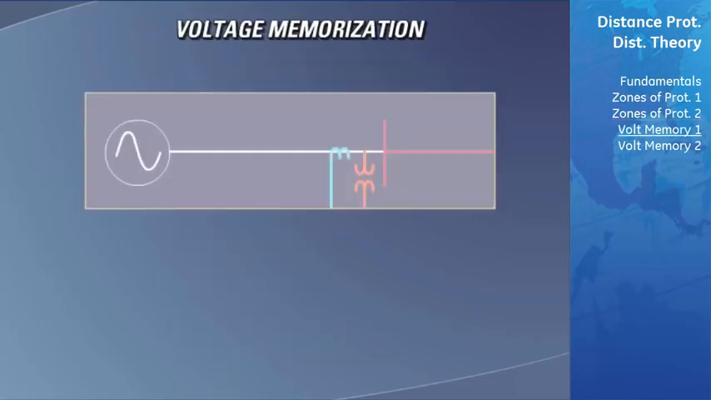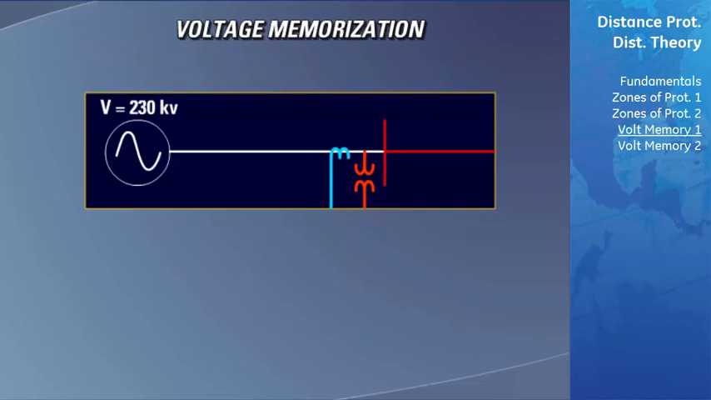The D60 implements the expansion mho element by using a feature known as voltage memory polarization. We will use the following example to demonstrate what voltage memory polarization is and the effect it has on the shape of the mho circle characteristic. The power system shown here has a source that is generating power at 230 kilovolts.